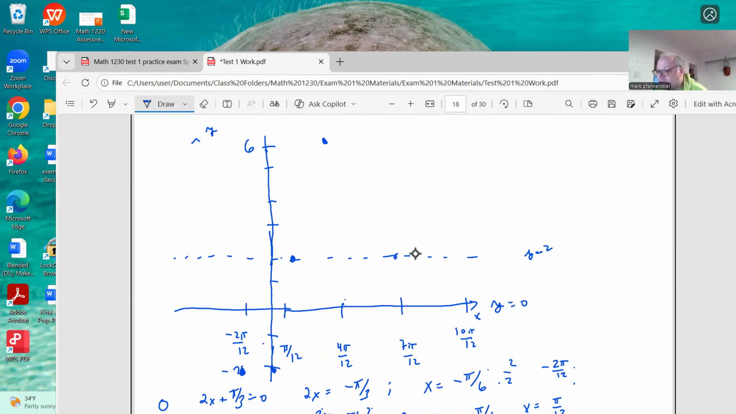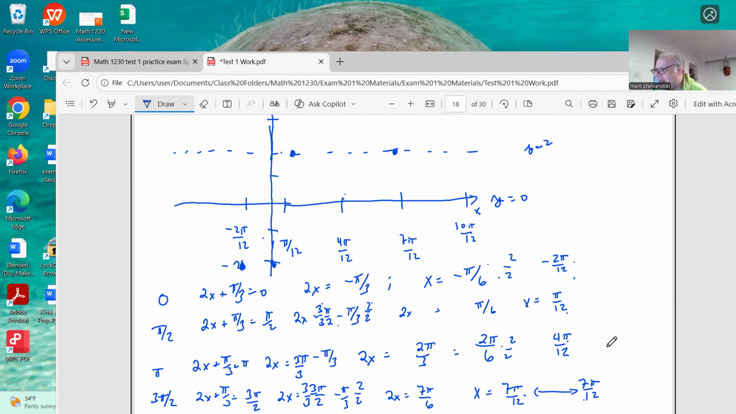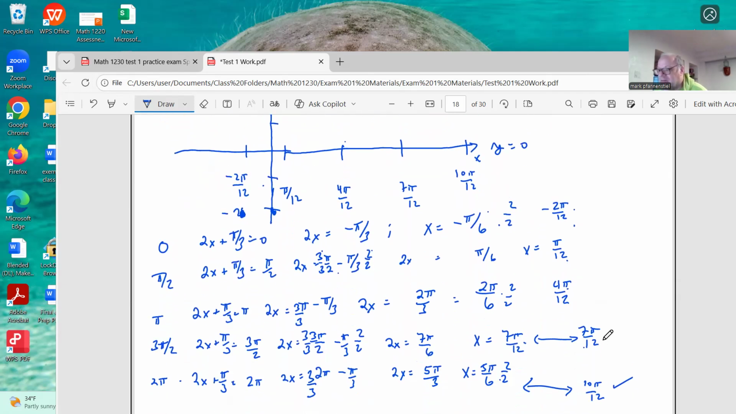That's back to 0. It's going to be on the baseline because we're going to go ahead and do all that arithmetic and get that. And then finally, I've got my last problem. Okay, that was 7 pi. And we're going to be back at 10 pi over 12. We're going to be back down here at -2.